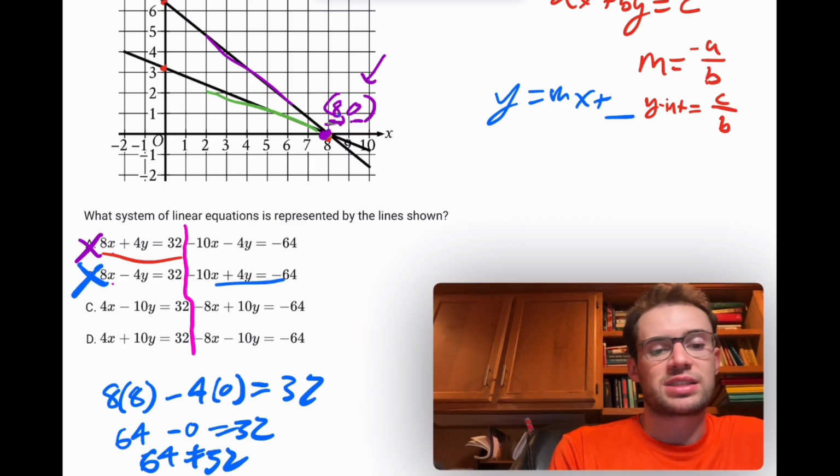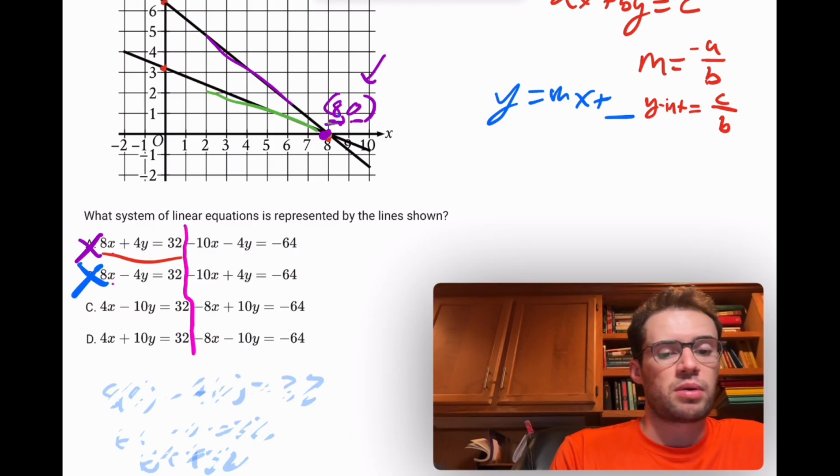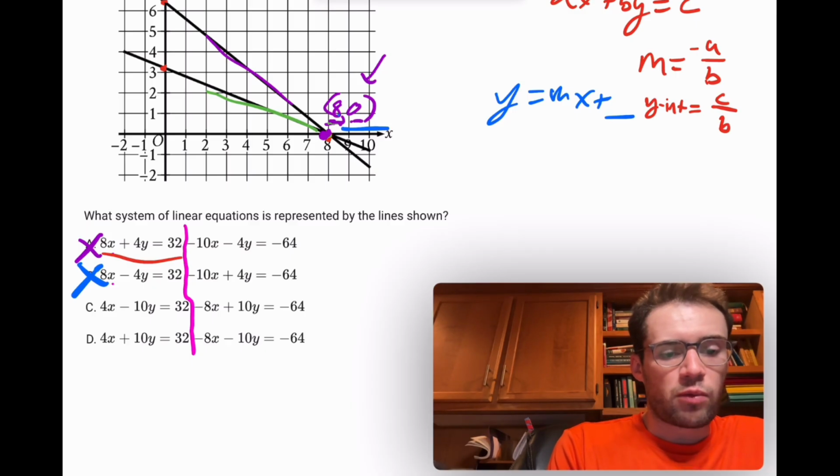Again, we don't even have to check this second equation because we've already ruled it out with that first equation. Both of these lines should be passing through this point, 8, 0. Next, we can go to this equation, 4x minus 10y equals 32.